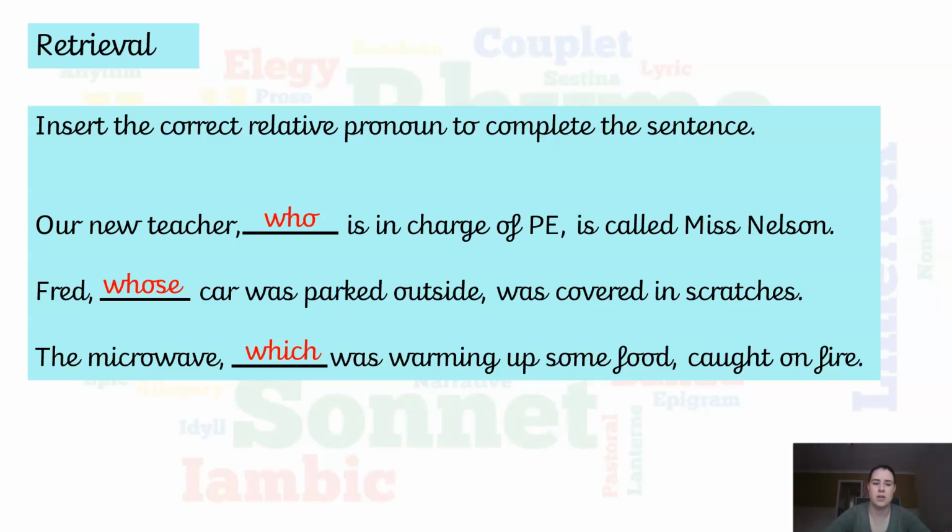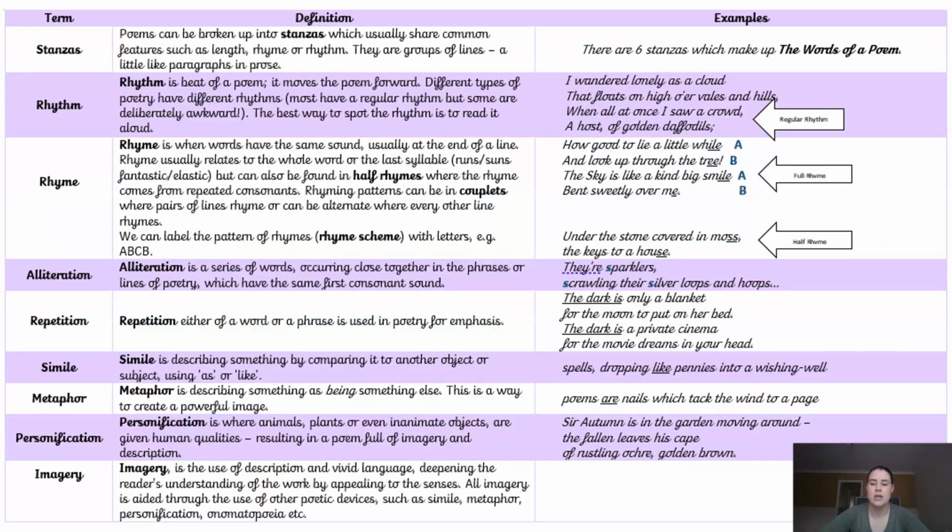But we know it's not going to be whose or who or whom, because it's not a person. We're not talking about anyone. So well done if you got all 3 of those correct. That's just a little bit of a recap based on what we looked at before we all came home.